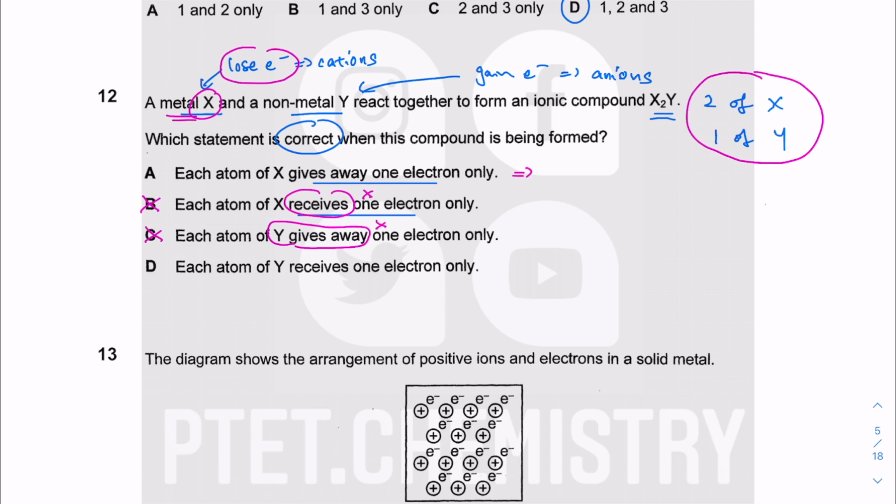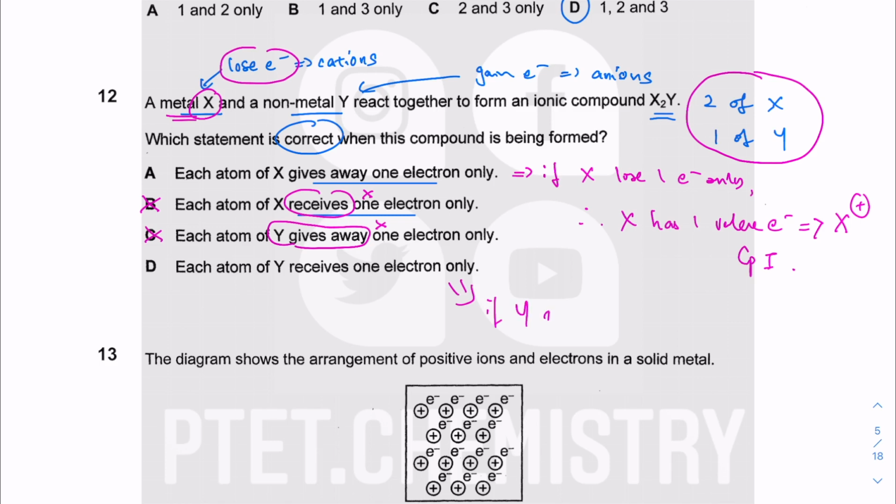Okay, if X gives away one electron, it loses one electron only, so therefore X has one valence electron. If X has one valence electron, then it's going to be X+ because it's group 1. Okay, let's see how about this one. If Y gains one electron only, therefore Y is group 7, therefore Y−. So we need to decide which one is actually correct.